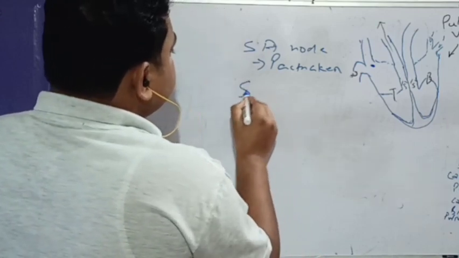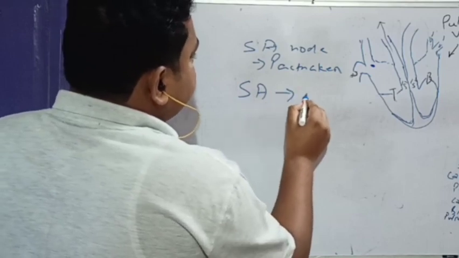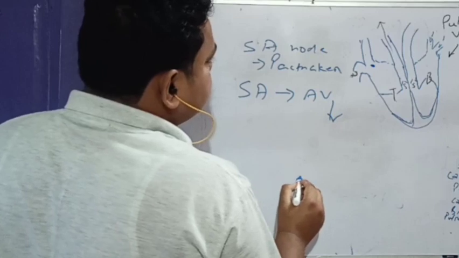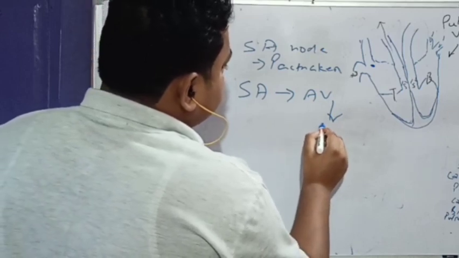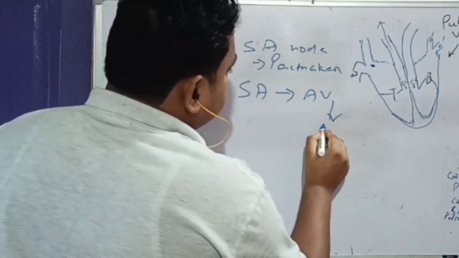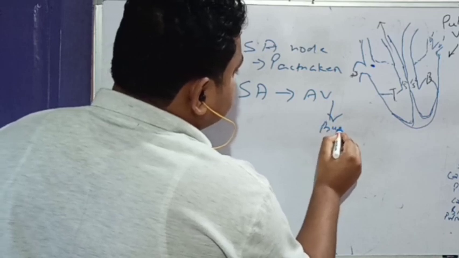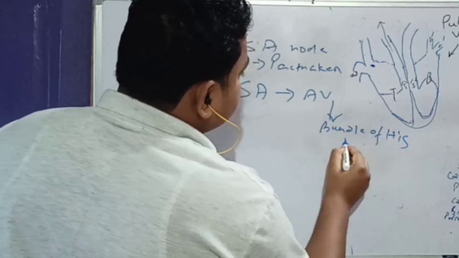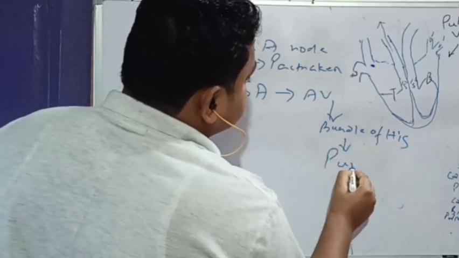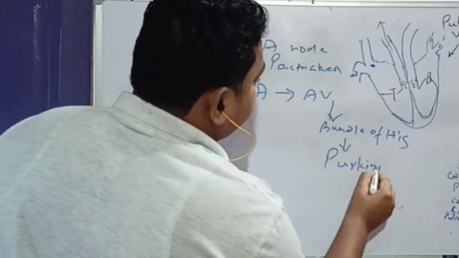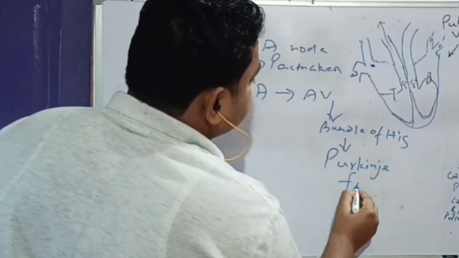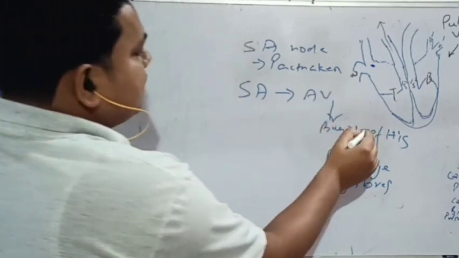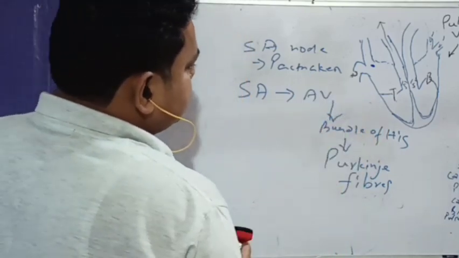Through the SA node, it goes to the AV node, then through the AV node it goes to the bundle of His, and through the bundle of His it goes to the Purkinje fibers. Purkinje fibers, remember it: SA node, AV node, bundle of His, Purkinje fibers. In this way it goes.